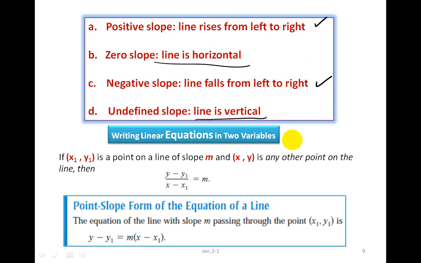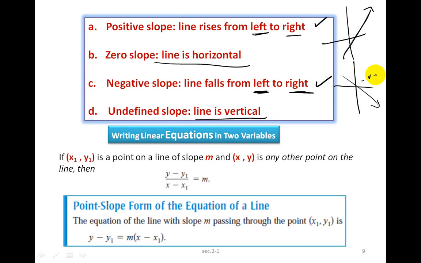Okay? Alright. What does a positive slope mean? Positive slope means the line rises from left to right. That means from left to right, it will go up. A negative slope means the line falls from left to right. It will fall down. So always you have to check your graph from left to right. Same thing here, from left to right. So this will be a negative slope, and this is a positive slope. And don't forget this formula.